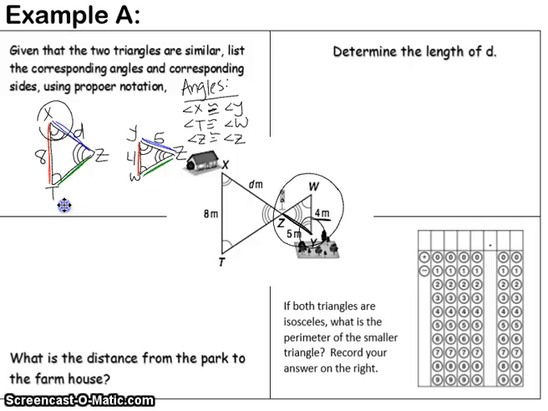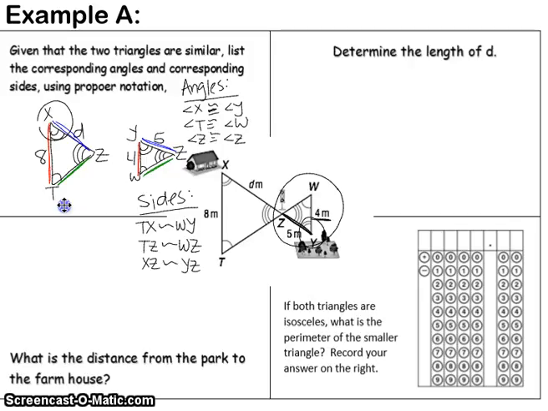Now I also need to list my sides. So I'm going to have to take up just a little bit of room down here to label my sides. I know that my red side, or my side TX, corresponds to the red side on the smaller one, which is side WY. I know that my green side, which is side TZ, corresponds to my other green side, which is side WZ. I know that my blue side, which is side XZ, corresponds to my other blue side, which is YZ.